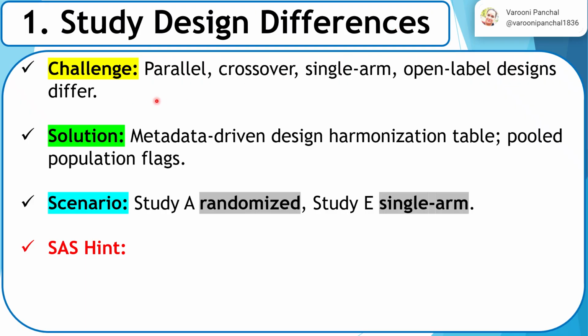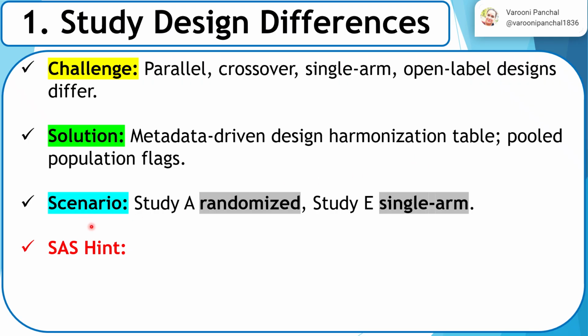Now the challenge here is that some of the studies could be parallel, it could be crossover, single arm, or open label designs, and these could differ. So the solution is a metadata driven design harmonization table and pooled population flags. It's very important whenever you work in ISS and ISE studies. Remember one thing, integration of more than 2 or 3 studies requires proper harmonization, right? If the proper harmonization is not done, your study will fail and it will not give you the required results.